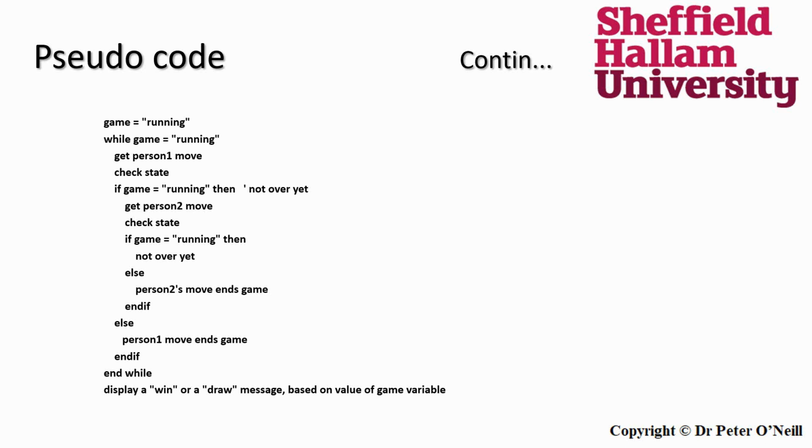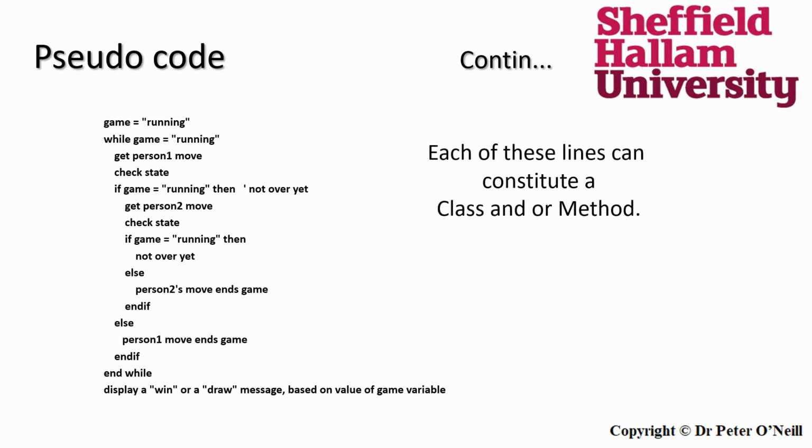So you can see how this language has been developed slowly, and we would have procedures. Normally we'll put numbers down the side so that when we call a method, for example get person move, we might put a number in front of that and have a method call that number with get person move, so we know it goes down to that method. So each of these lines constitutes a class and or method.